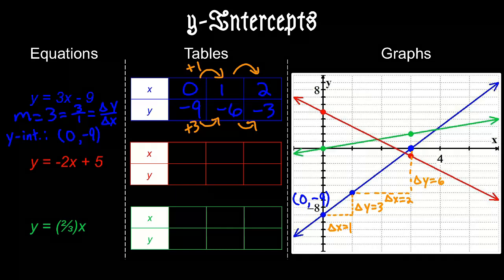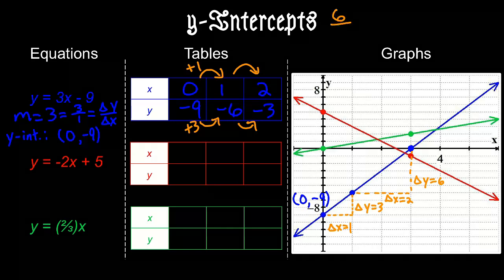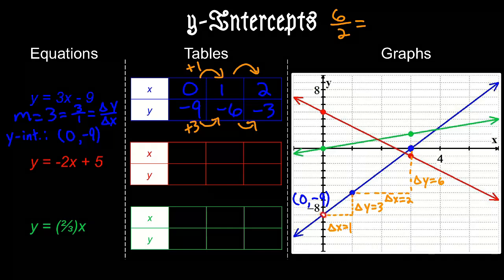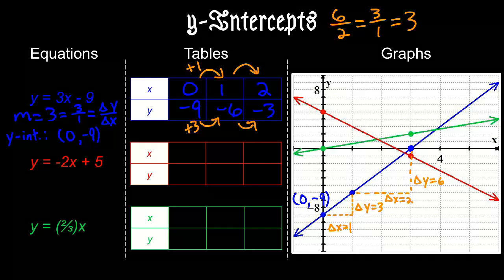And that works because delta y, 6, over delta x, 2, for this slope triangle right there, is equal to this slope triangle right here, delta y is 3 over delta x is 1. Both of those equal 3. So notice that it's okay if we use different points, and even if they're different distances away from each other, we get the same slope. If we ever don't get the same slope on a line, we messed up somewhere. Okay?